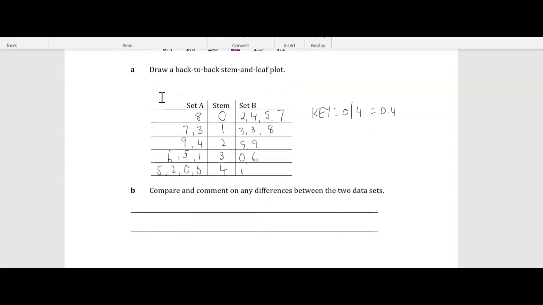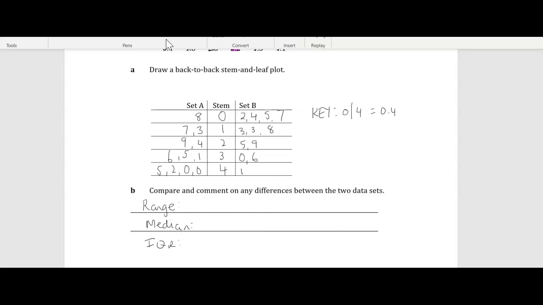Compare and comment on any difference between the two data sets. So when you're looking at comparing, you can just refer to the range. You can refer to the median, which is probably the most important thing. Median, looks like an M there. Might just change that. Median. And we can also do the interquartile range, which I'm going to do.